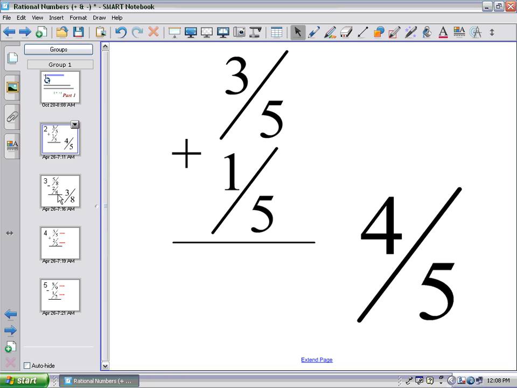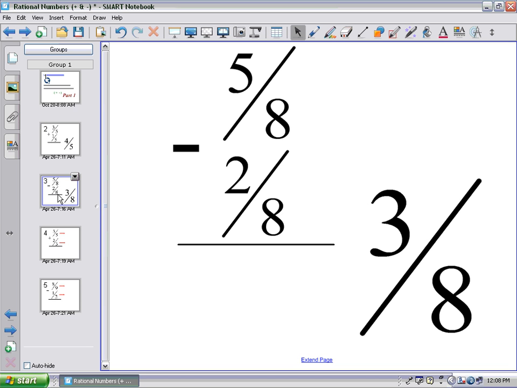Subtraction works exactly the same way. If the bottom numbers are the same, just take the top and do the operation with those. 5 minus 2 gives me 3, and then I have 3 over 8 as my final answer. Again, notice the denominator did not change. Now, remember, if you get an answer, you still need to put it into lowest terms. The two examples that I did here on the board, both were in lowest terms when I got my answer. This is not always the case. Please pay attention to that.